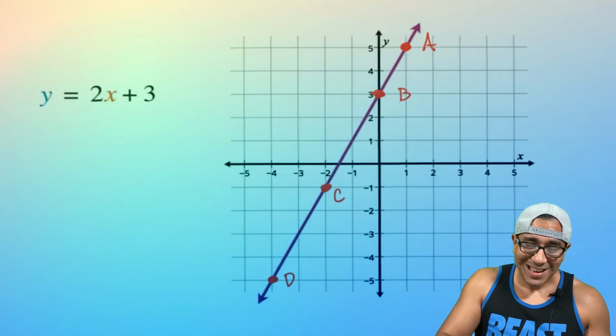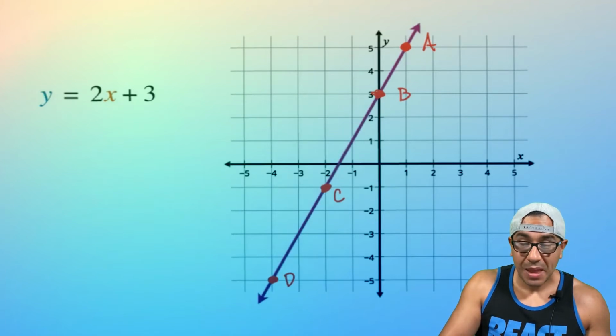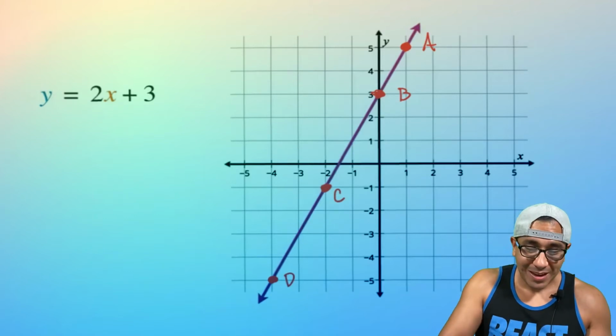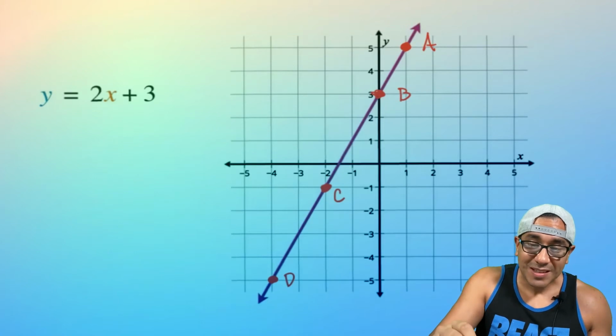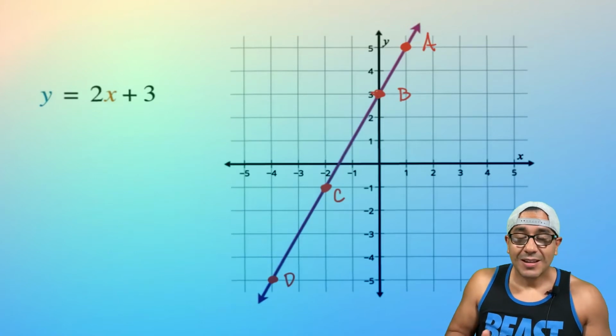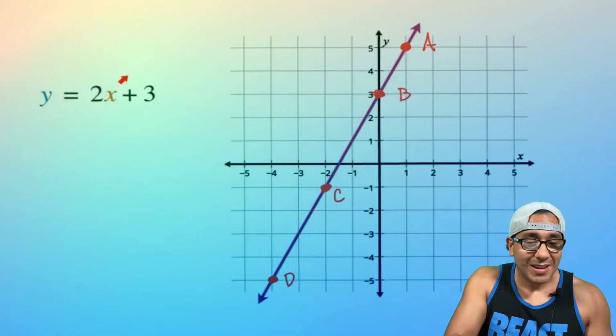It has infinitely many points. So it has millions, billions, trillions, right? We go on forever of points, and all these points make up this line right here. So it has infinitely many points that make up this line. So this line right here consists of all the points that satisfy this equation, right?